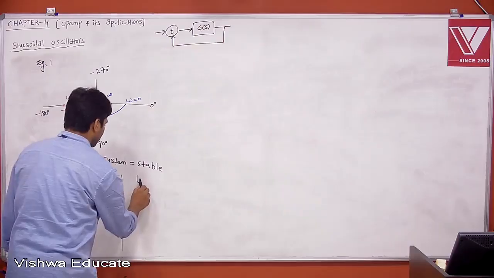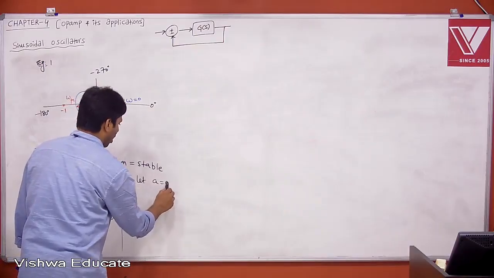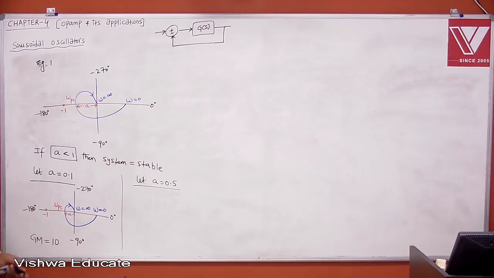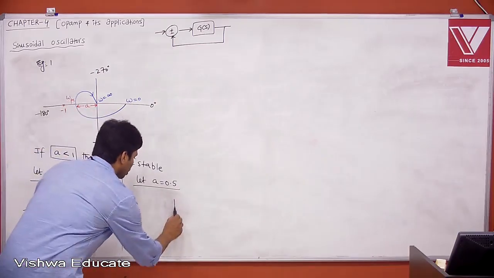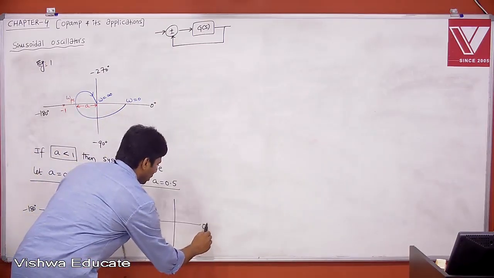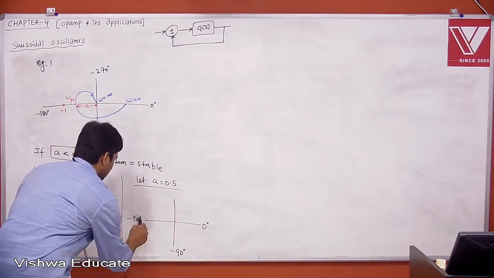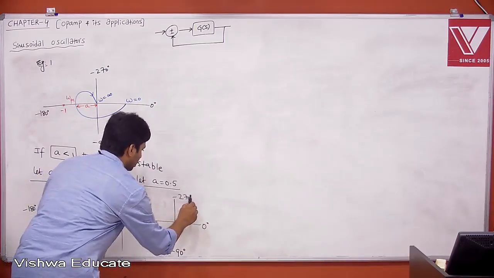Now, let A is equal to 0.5. If A is equal to 0.5, what is gain margin? The factor with which if you multiply, it crosses 1. That is what your gain margin, right? Therefore, this is minus 270 degrees.